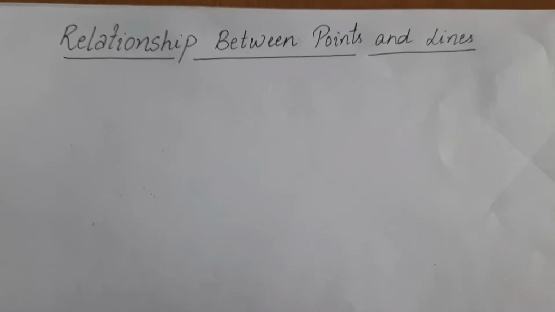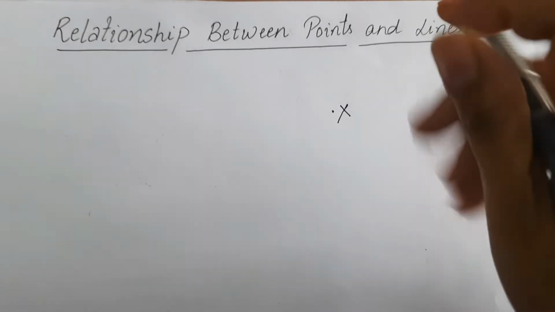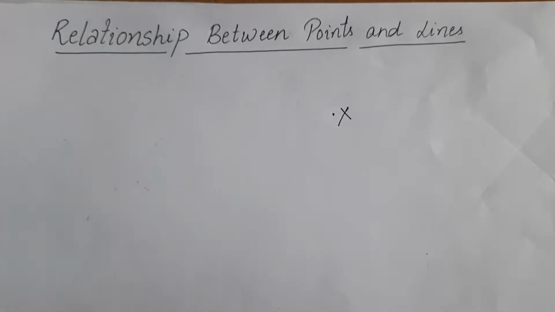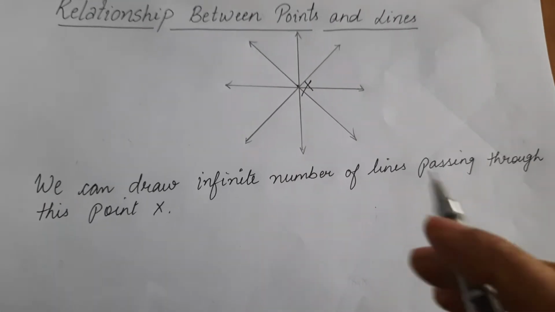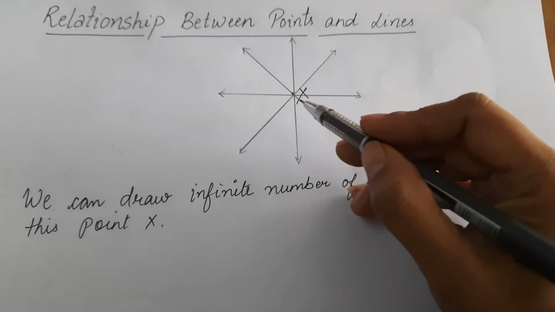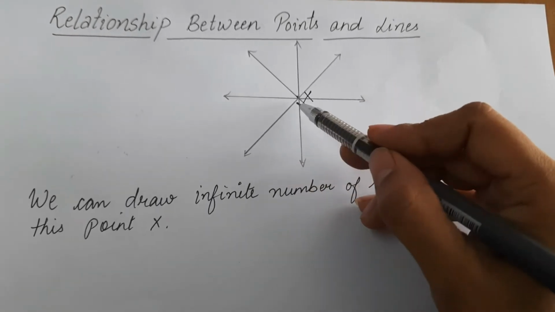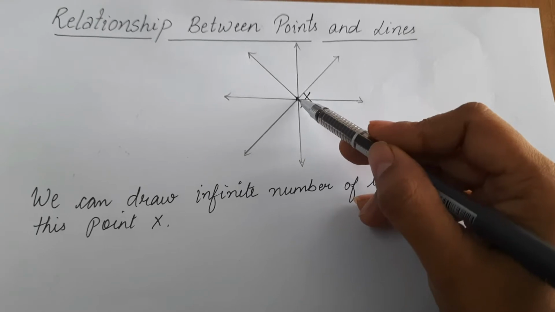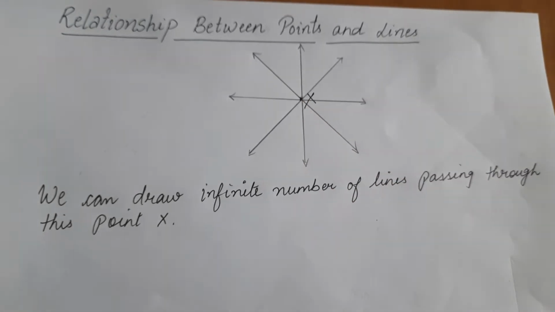See, tell me how many lines can be drawn through a point X. If I am having a point X, how many lines can we draw from this point X? We can draw an infinite number of lines passing through point X. Here I was having a point X and I asked you how many lines can be drawn from the single point X. So we can draw an infinite number of lines passing through point X.